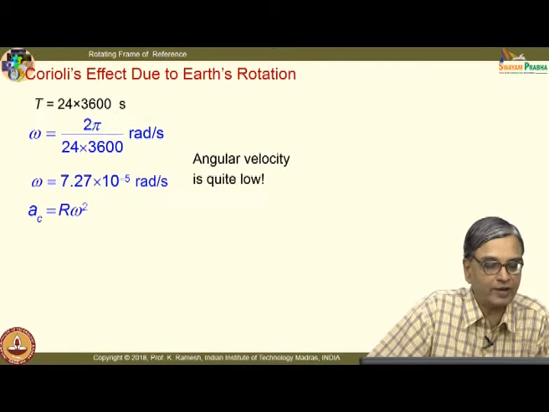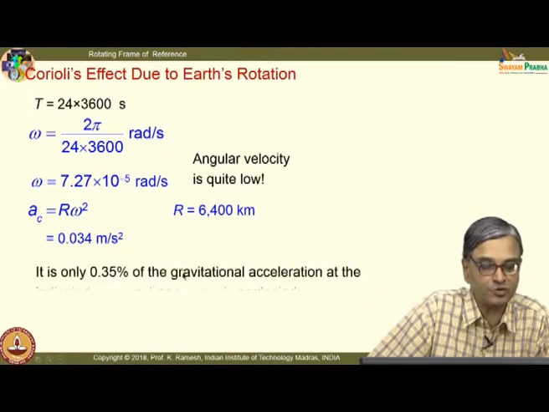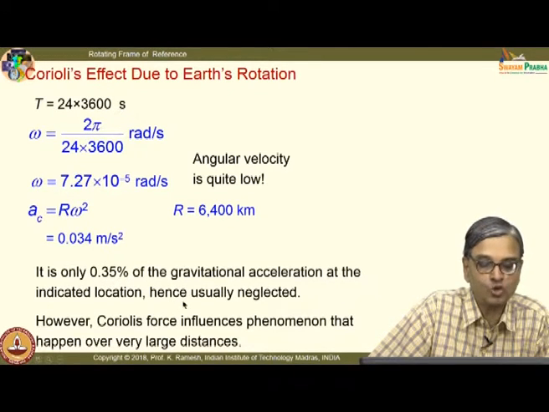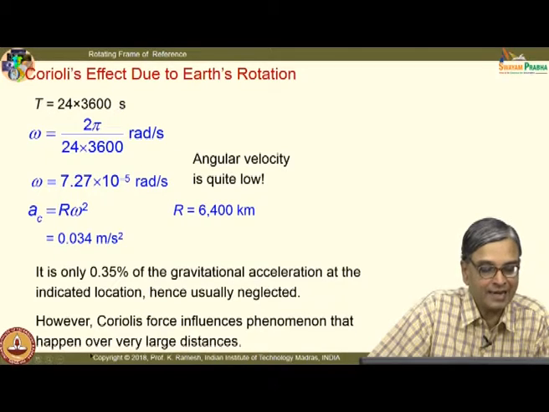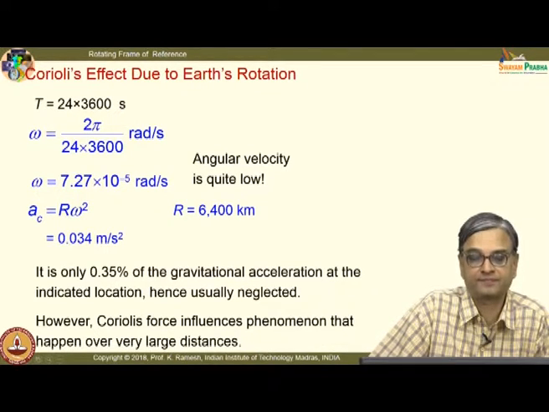It is also worthwhile to note that even if you calculate r omega squared, when r is as high as 6400 kilometers, the acceleration is only 0.034 meters per second squared. In comparison to acceleration due to gravity, it is only 0.35%, hence usually neglected. However, Coriolis force influences phenomena that happen over very large distances.